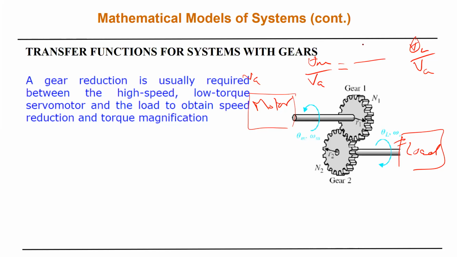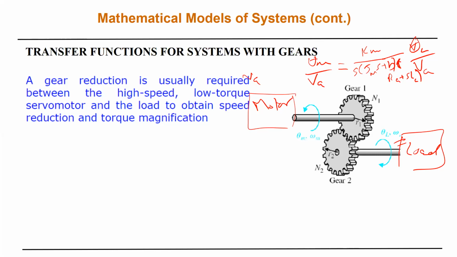The transfer function, if I'm not mistaken, is Km over S times (JMS plus B) times (RA plus SLA). Do you remember this relation? Last time we derived this relation. Exactly, armature control DC motor. Suppose I have an armature control DC motor.